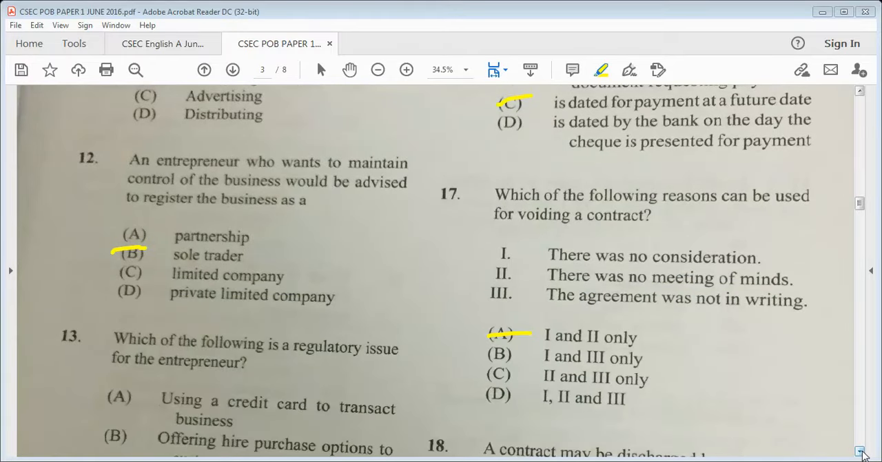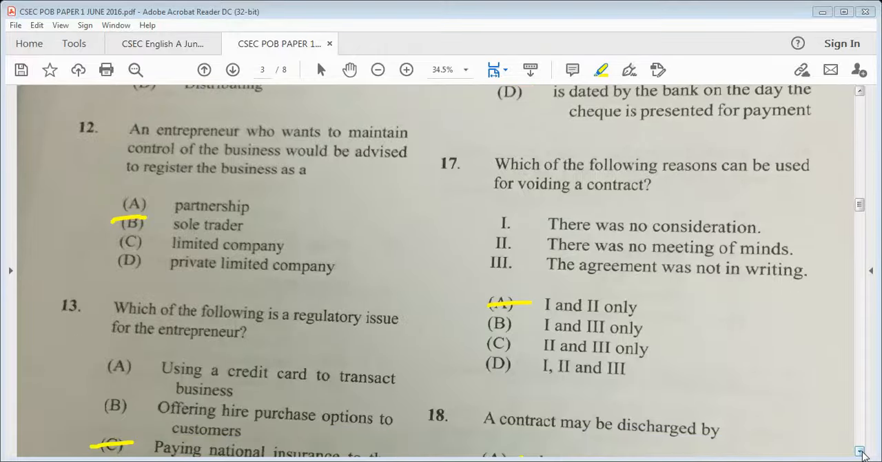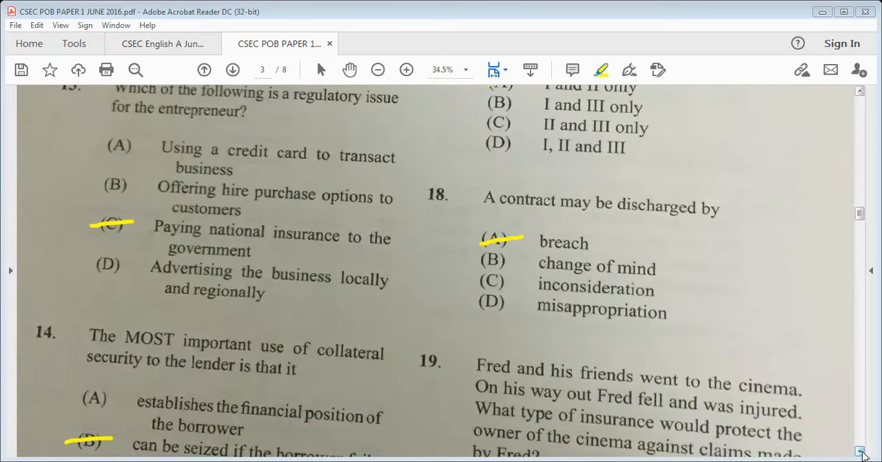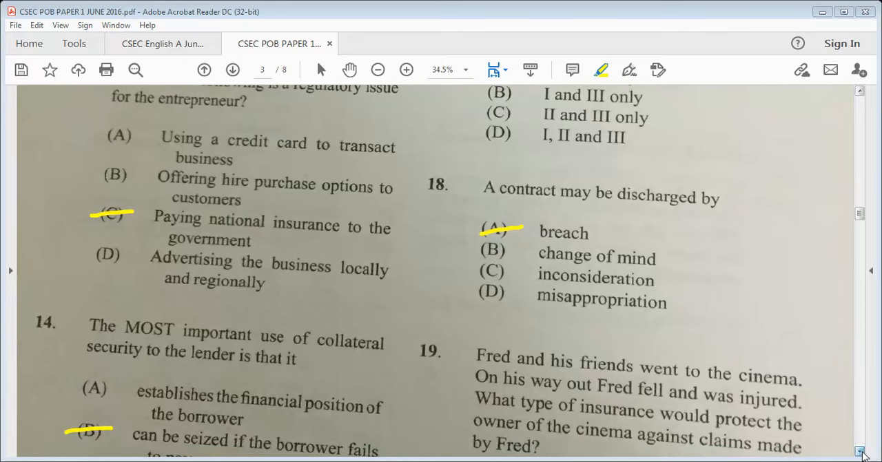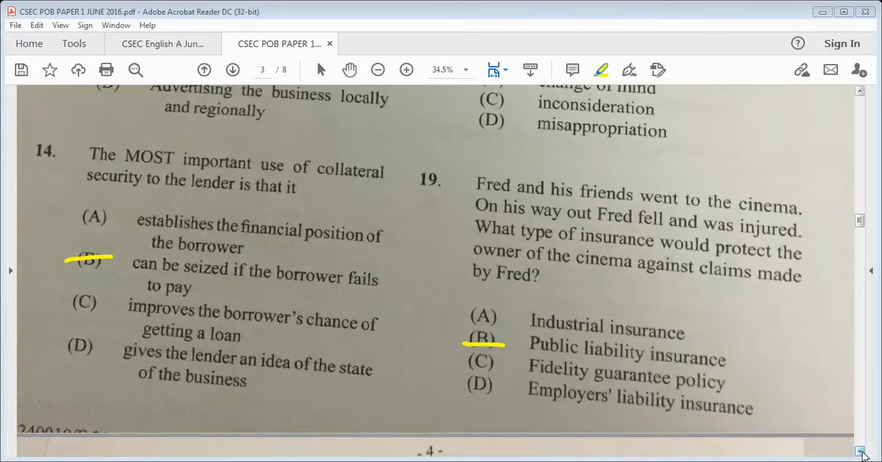17. Which of the following reasons can be used for avoiding a contract? 1. There is no consideration. 2. There is no meeting of minds. 3. The agreement was not in writing. Our answer is A. 1 and 2 only. 18 says, a contract may be discharged by A. Breach.